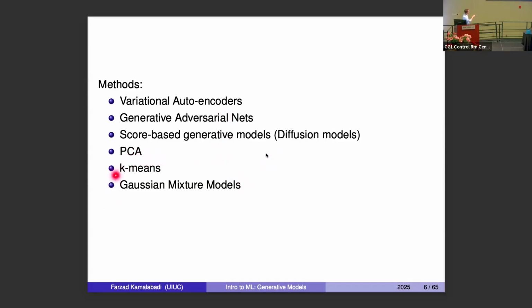And today I want to talk about three main topics: principal component analysis, k-means, and then generalize that to Gaussian mixture models.